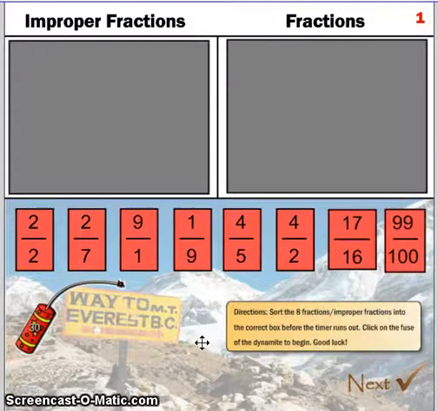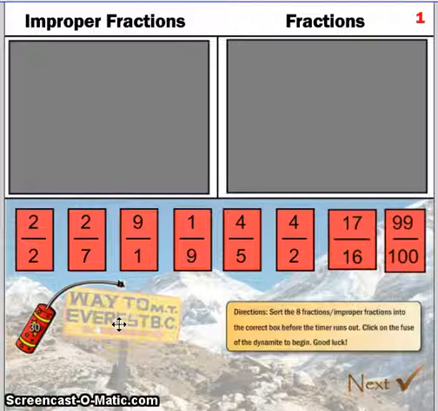Some pages have these firecrackers or pieces of dynamite. You have to click the top right where my mouse is, right above the Way to Mount Everest sign in the background, to light the fuse.